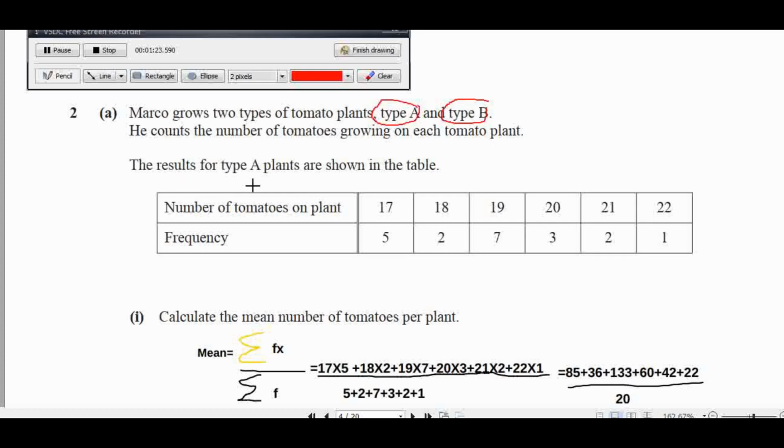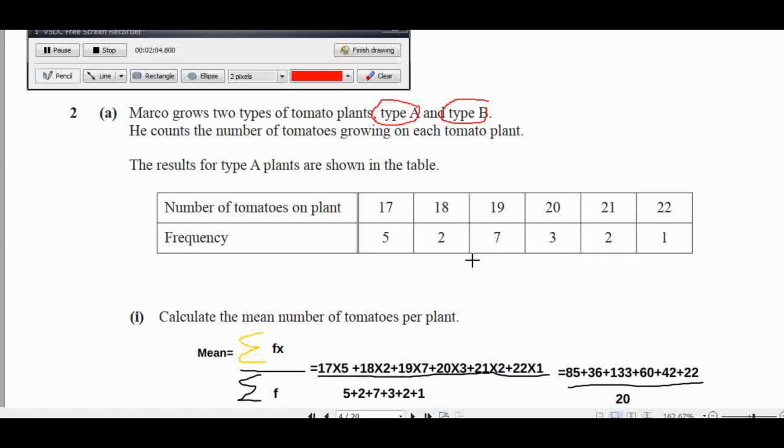The result for type A plants are shown in the table. Number of tomatoes on the plant and then the frequency. 17 tomatoes on one plant of type A is 5. Number of plants where there are 18 tomatoes are 2, and number of plants where there are 19 tomatoes on each plant are 7, and plants with 20 tomatoes are 3, plants with 21 tomatoes are 2, and number of plants with 22 tomatoes is 1. So question number 1 is, calculate the mean number of tomatoes per plant.